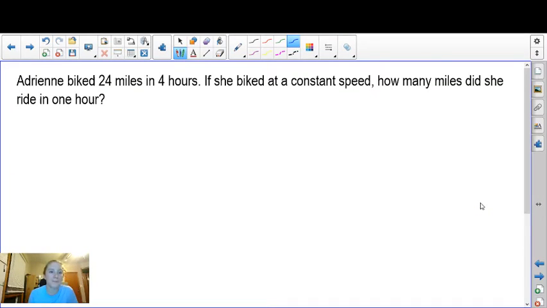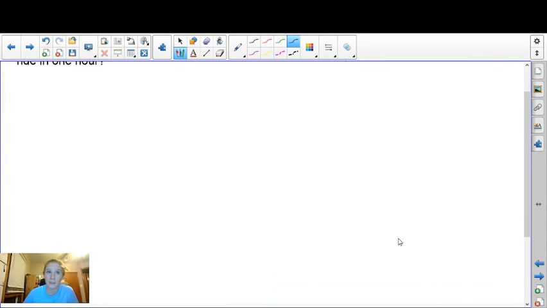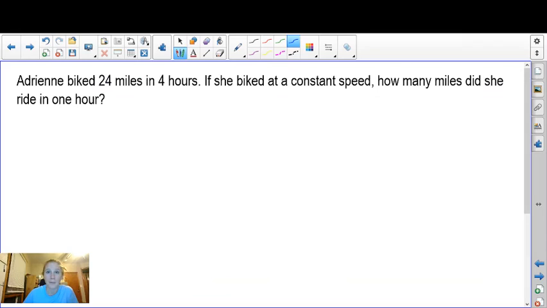All right, first problem. I did get this from the book. Don't ask me exactly how to say this, if I'm saying it right. I'm really terrible at names, as you all already know, so bear with me. Adrena biked for 24 miles in 4 hours. If she biked at a constant speed, how many miles did she bike in 1 hour?